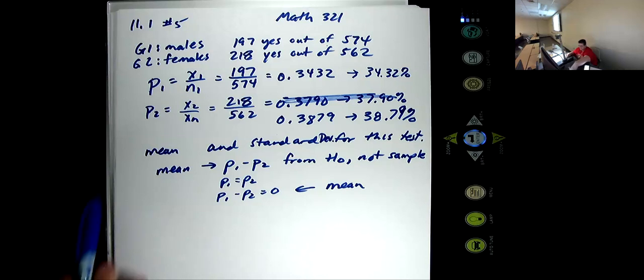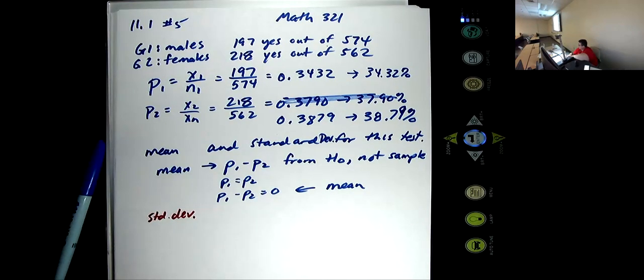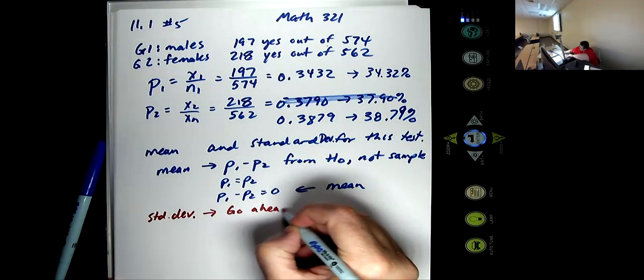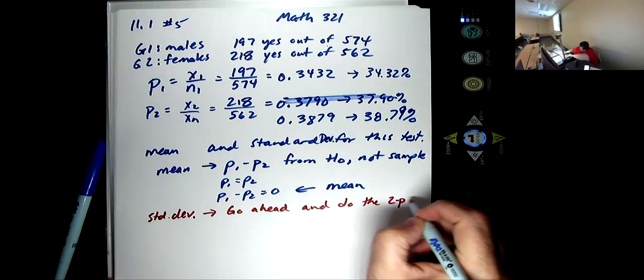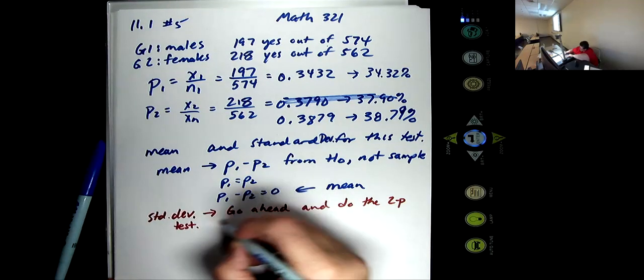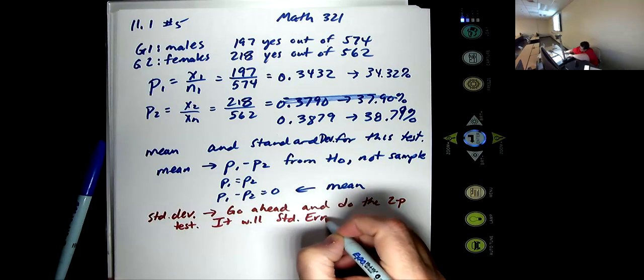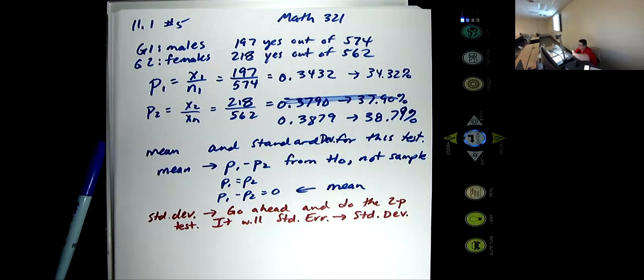Now, this one, standard deviation, has a very, very annoying formula. And seeing that you don't need to use the formula later on, there's an easy way to do this. Just go ahead and do the two proportion test. It will say standard error. That's standard deviation. So we'll let the computer calculate it for us.